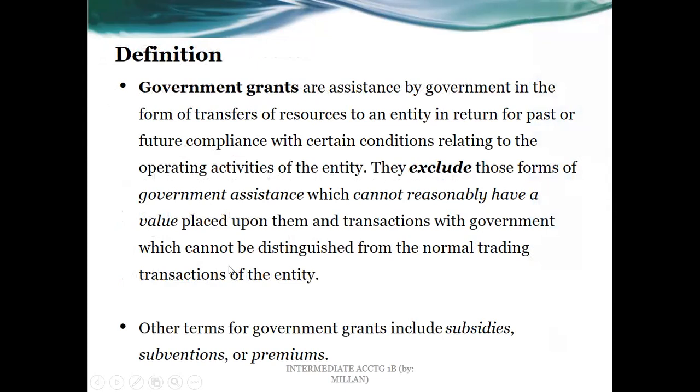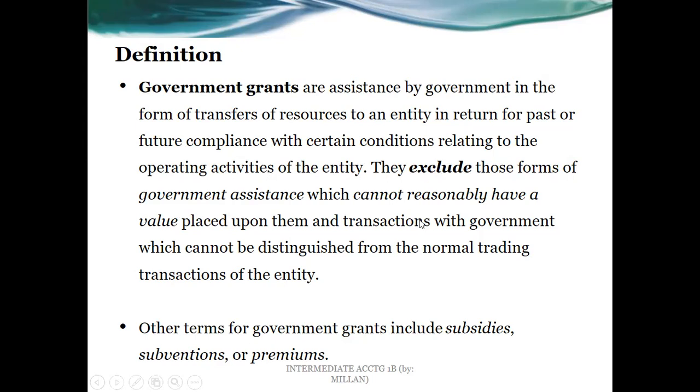So, for definitions, government grants are assistance by government in the form of transfers of resources, as said, could be cash or non-cash assets, to an entity in return for past or future compliance with certain conditions relating to the operating activities of the entity. Normally, when the government transfers resources to a certain business, there would be some conditions attached. The conditions attached could vary on situations, meaning it's going to be on a case-to-case basis.